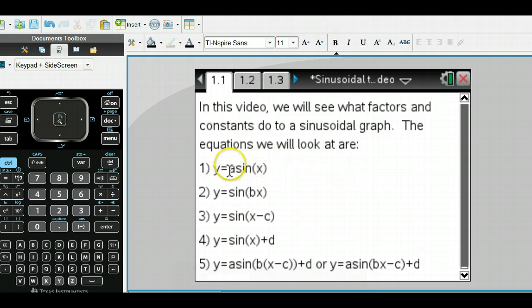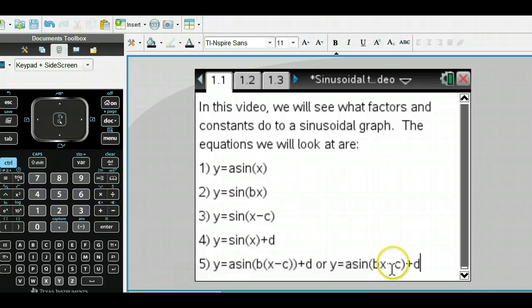And so the equations that we'll look at: y equals a times sine of x, and then y equals sine of b times x, y equals sine of (x minus c), y equals sine of x plus d, and then putting it all together.